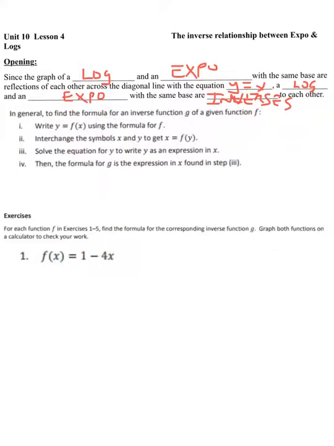So let's take a look at one. As we said, step 1, let's replace the f of x here with a y. So I'm going to get y equals 1 minus 4x. Then the next step, 2, is we're going to interchange these two in order to get the inverse. So I will get x equals 1 minus 4y.